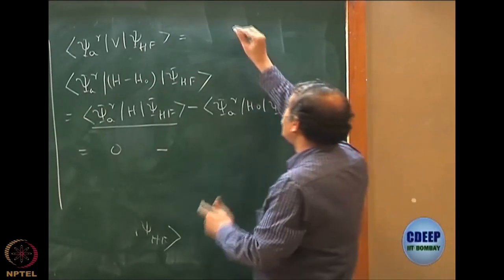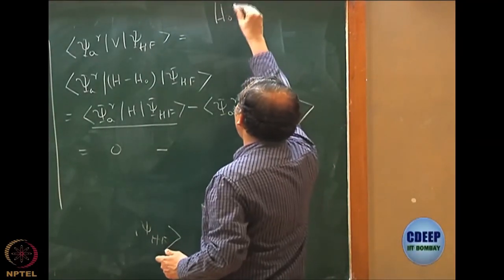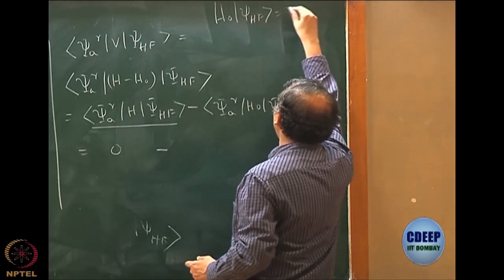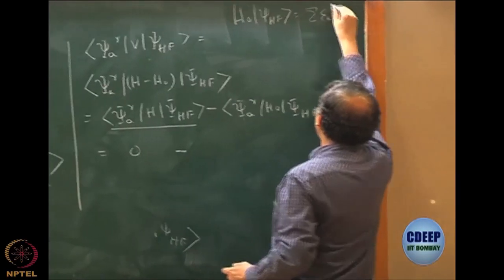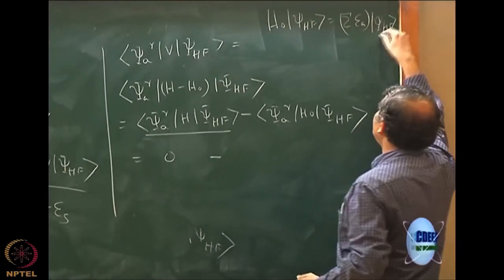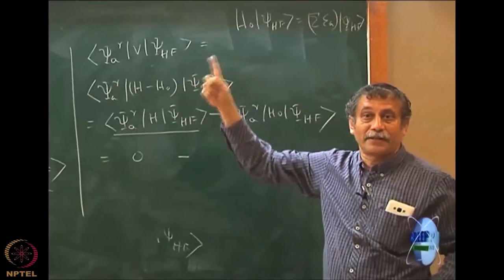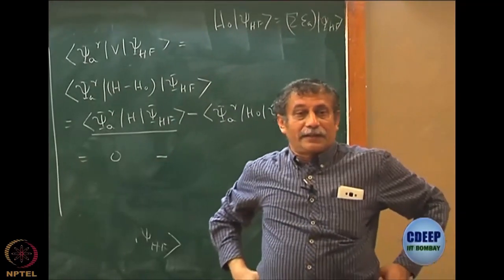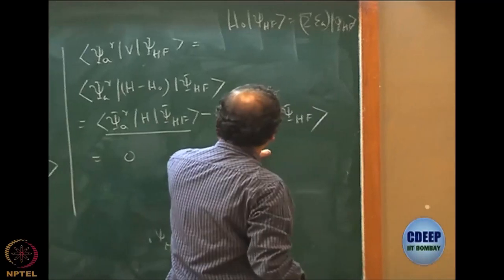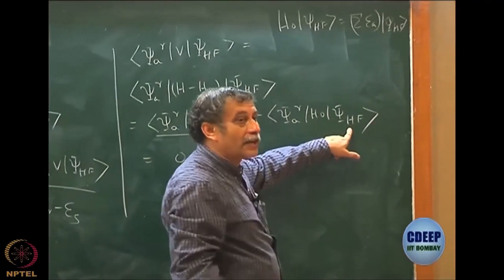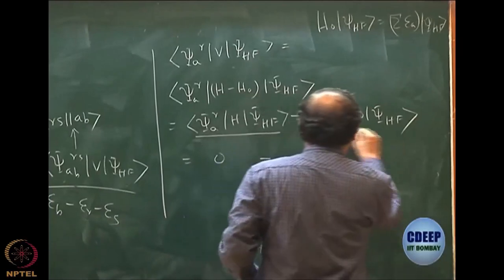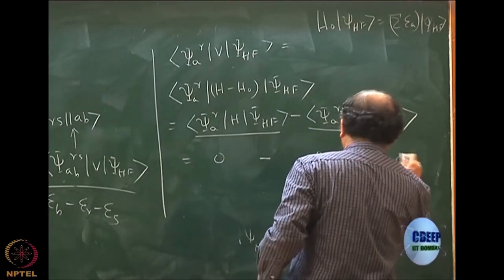Remember, what is my H naught? H naught is the sum of Fock operators. So H naught acting on psi Hartree-Fock gives E naught 0, which was the sum of the orbital energies, times psi Hartree-Fock. Correct. Many people by mistake will write E Hartree-Fock. So I am again repeating, it is E naught 0. Whatever it is, it does not matter. The psi ARs are orthogonal to psi Hartree-Fock. Right. So this also becomes 0.